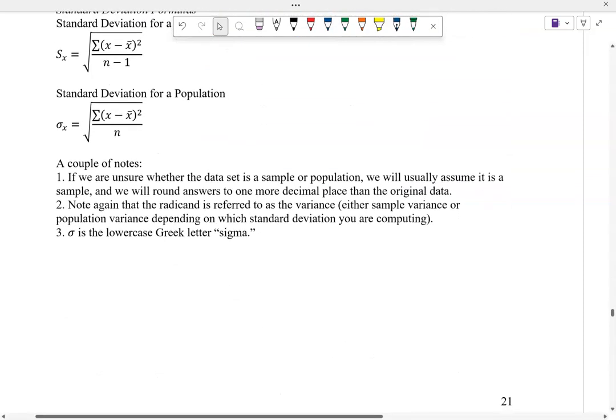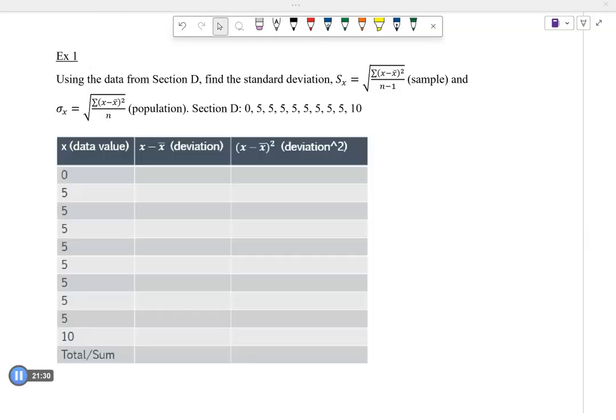Okay, a couple of notes. If you're not sure whether the data is a sample or a population, or it's not telling you which kind of standard deviation to use, you can just assume it's a sample. That's your typical one. Your Greek letter right there, that's the lowercase sigma. All right, so here's the section D data.